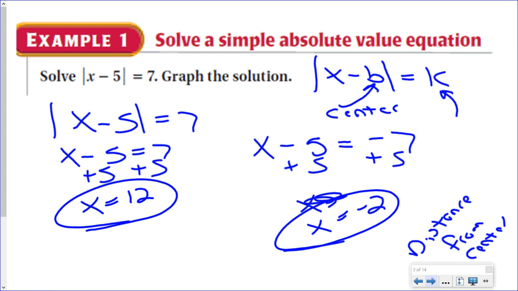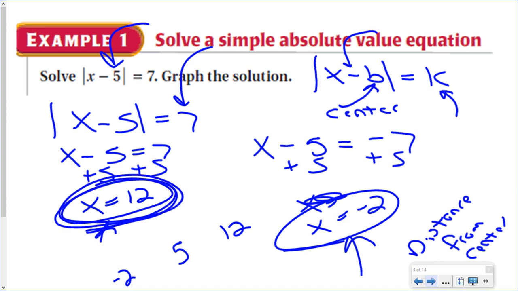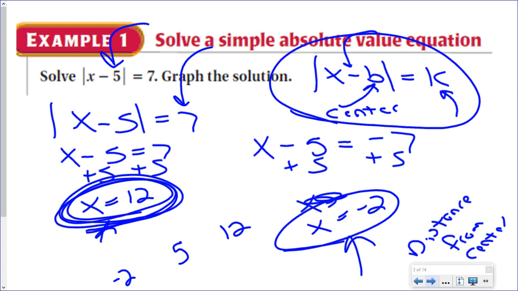Okay, so your center number in this problem was 5, not negative 5, because this was already in the problem. So if your center is at 5, the number 7 represents the distance away from 5. You would go to the right and to the left. Well, if you go 7 to the left, you'd be at negative 2, which is one of our answers. If you go 7 to the right of it, you'd be at 12, which is this answer over here. Now, these are your answers. I'm just trying to explain what the absolute value formula is. Right, so 12 and negative 2 are the final answers for this one.